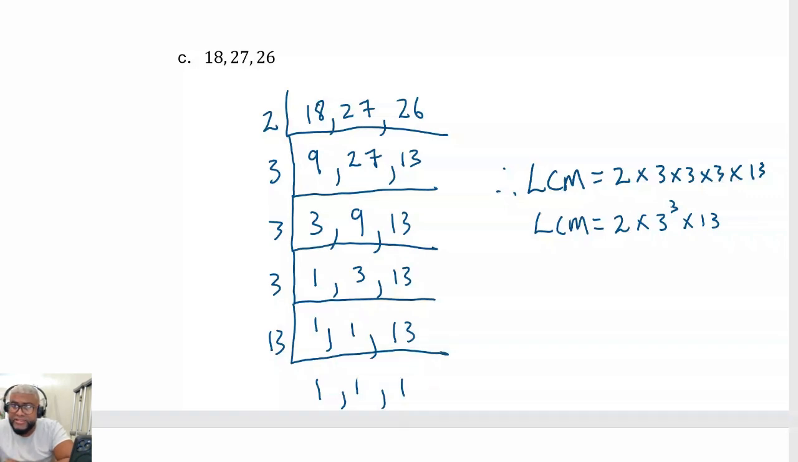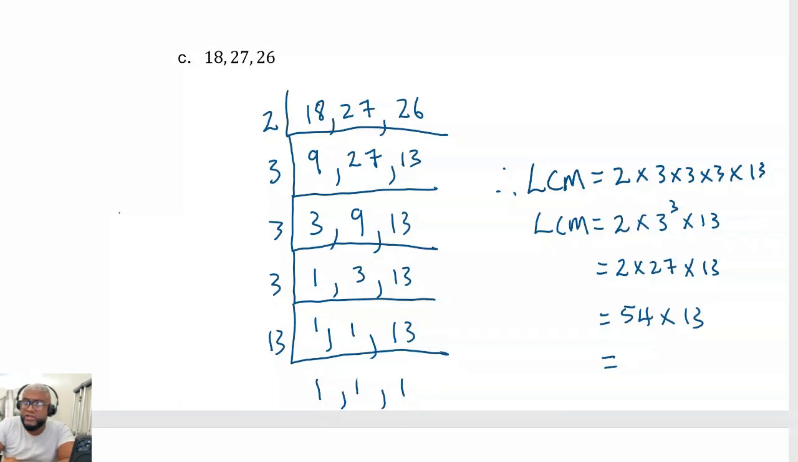Now, if I was to work it out, right, 3 to the 3rd power is 3 3s are 9, 9 3s are 27. So this will be like 2 multiplied by 27 multiplied by 13, right? 2 by 27 would be 54. And 54 multiplied by 13 would give me, if you don't know how to work it straight, you just go to your column and you put 54 multiplied by 13, right?